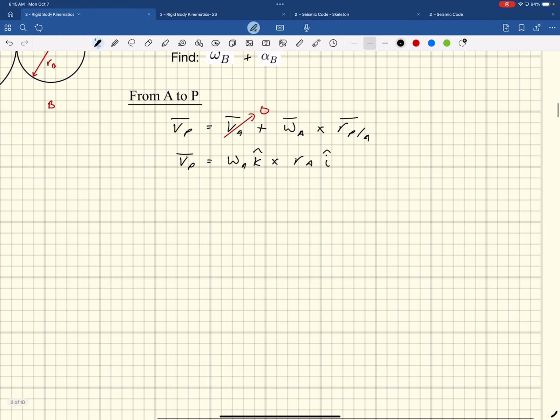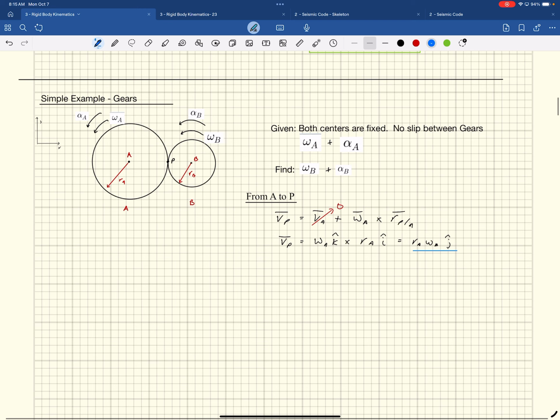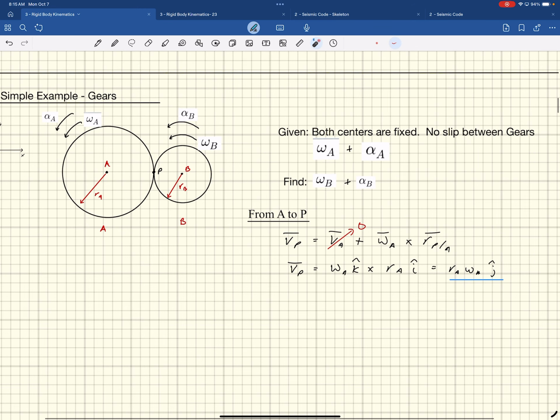So this is the velocity of P, and we'll look at it in a second. R_A omega_A in the J direction. And then you might be like, well, that's obvious, right? What that just said was P is moving this way, because we're finding the velocity of P. According to this cross product, P is going up with R omega. Duh, right? R omega is our velocity. Clearly, if it's rotating like this, it's going that way.